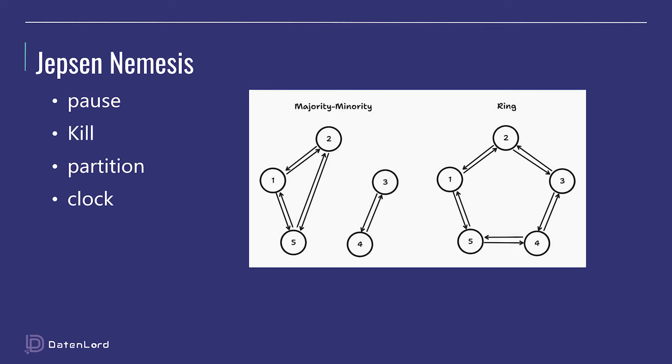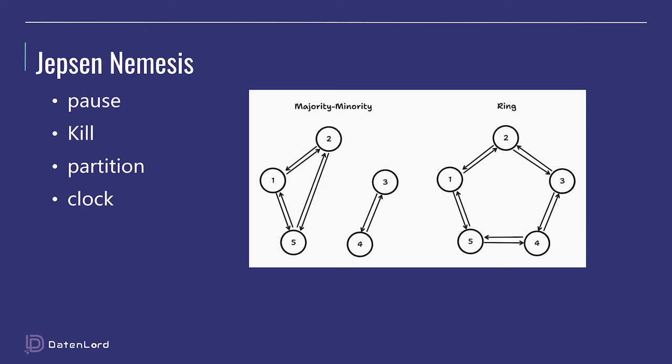Now, let's talk about the nemesis component. Nemesis offers fault injection capabilities, allowing us to simulate real-world application scenarios. Jepsen provides some built-in nemeses, such as pause, which will pause the current process, kill, which will kill the process, partition, which will partition the network among the nodes, and the clock nemesis, which will skew the system clock. Except for this, you can also write your own nemesis tailored for your system.